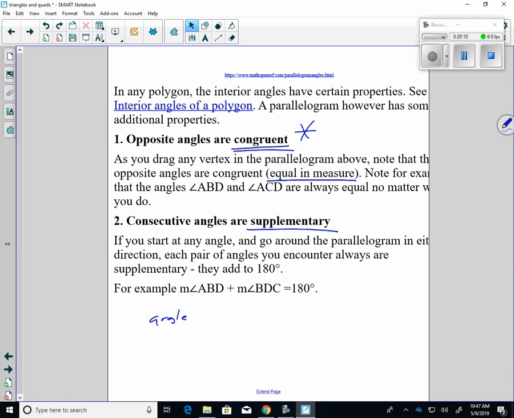Let's write this in real English. Angles beside each other add up to 180.